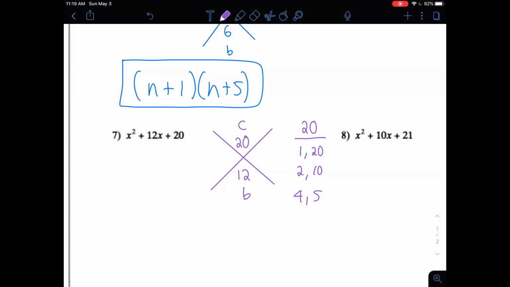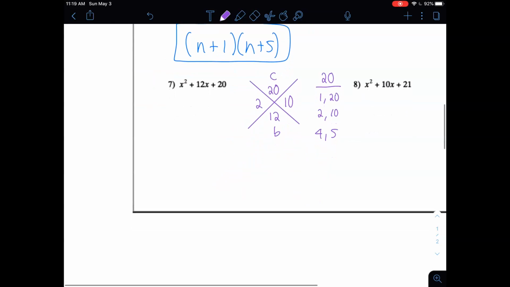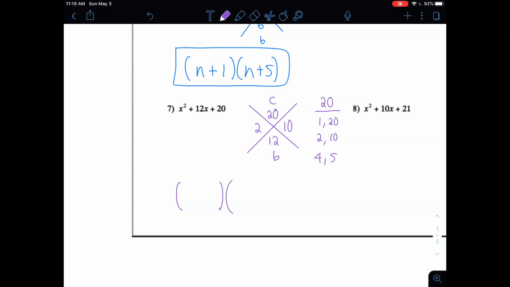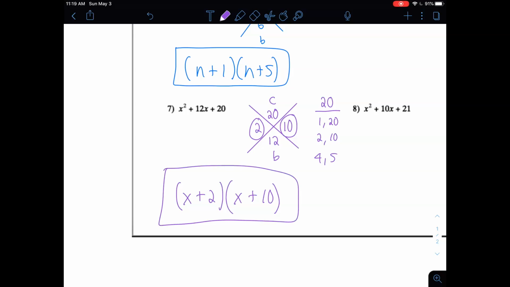But now we want numbers that are going to multiply to 20 and add to 12. So which of these pairs is going to add to 12? 1 and 20, 2 and 10, or 4 and 5? Yeah, 2 and 10. So our final answer, again, we're going to do our parentheses. We're going to put x and x. And we're going to put the rest of the numbers here. We got x plus 2 and x plus 10. And that is our factored form.